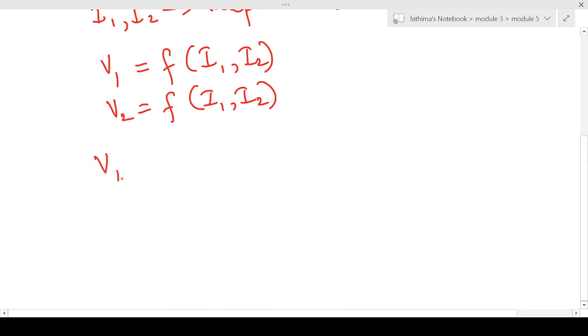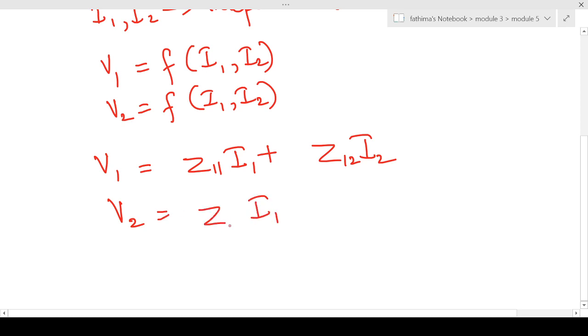The voltage V1 is dependent on I1 by a parameter Z11 and is dependent on current I2 by a parameter Z12, and the voltage V2 is dependent on current I1 by a parameter Z21 and it is dependent on current I2 by a parameter Z22. So these are the two equations of two-port network with Z parameters, and these two equations are very important.